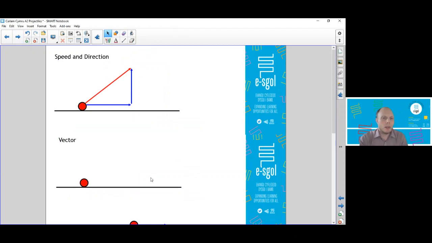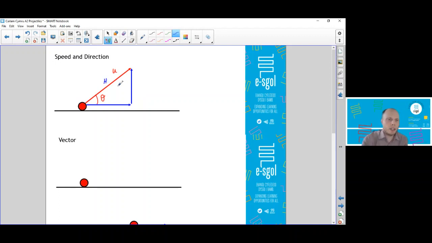So, the basics of projectiles. There are a couple of ways you can be given the information. It's not unusual to see an initial speed given, u, and an angle. So it might be that a cannon is fired at 50 meters per second at an angle of 20 degrees. What we would be interested in there is the vertical and horizontal components.